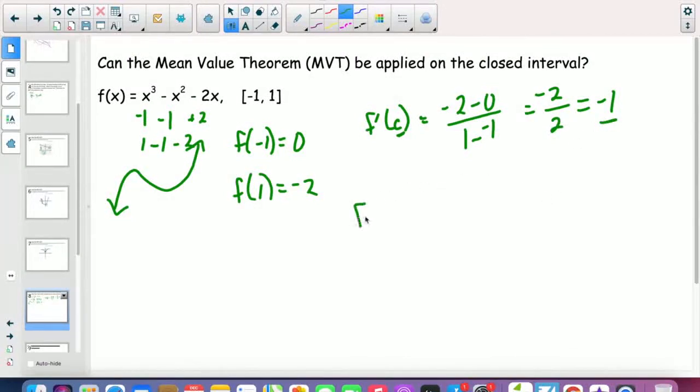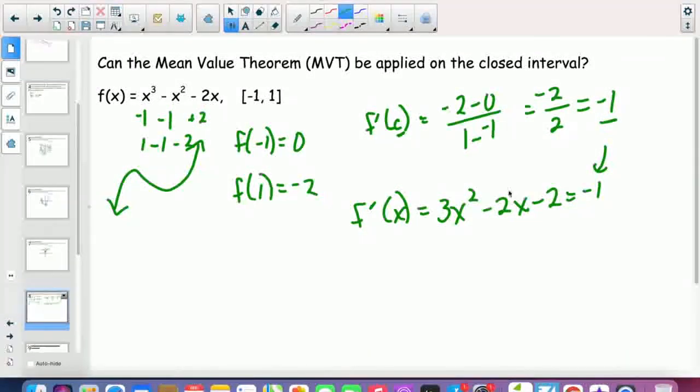Well, I'm going to find f prime of x. F prime of x would be 3x squared minus 2x minus 2, and I'm going to set that function equal to my -1 that I got there. Because somewhere, if it's continuous on the closed interval and differentiable on the open interval, somewhere there has to be a point c. The derivative of the function has to be equal to -1.